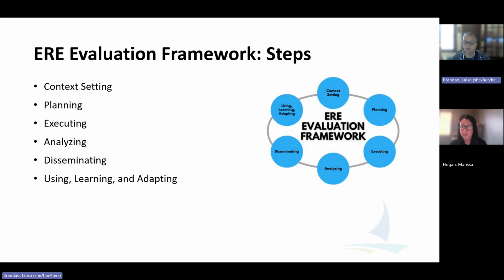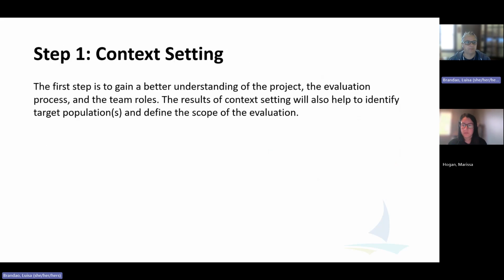And if you attended or listened to the program planning session for PHCI, you saw that Becky presented a program development framework that also has 5 or 6 steps and goes hand in hand with this framework. So as Marissa mentioned, our step 1 is context setting.